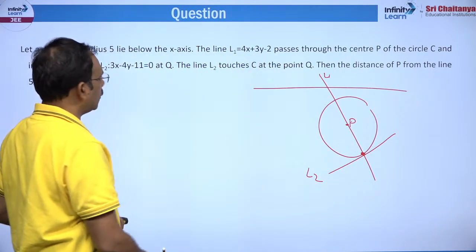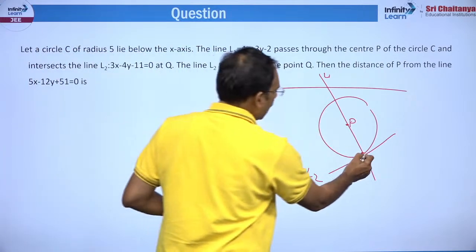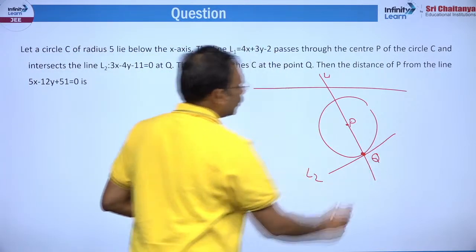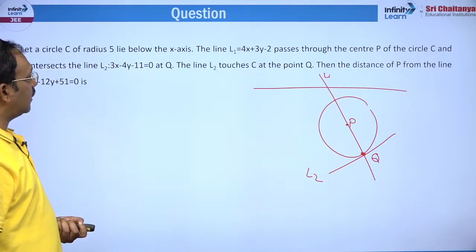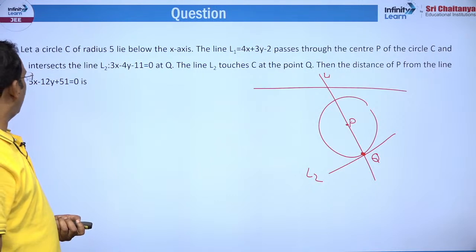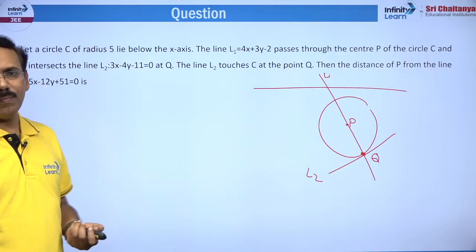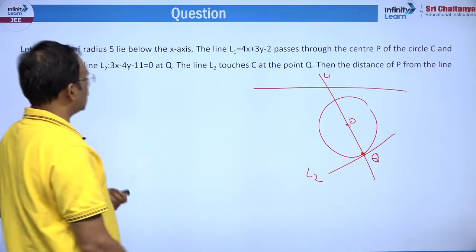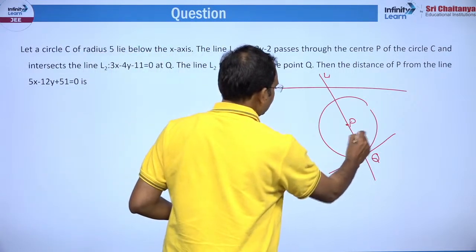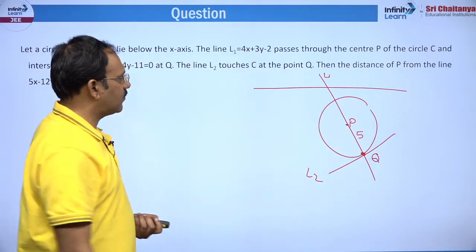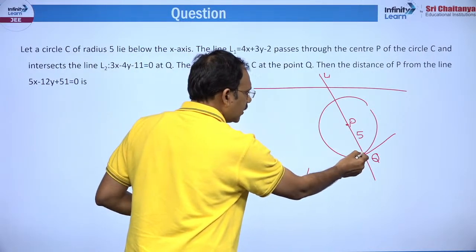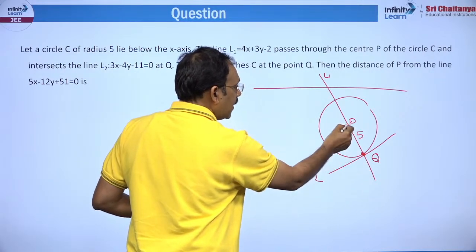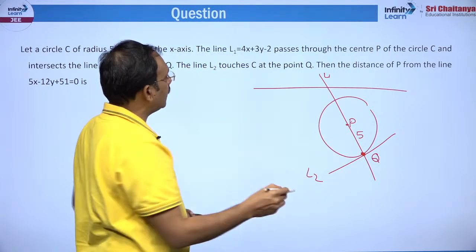So, he is also given L2. If you solve L1 and L2, you get the point Q, fine. And for the line L2, the distance of the point P from the line is given. So, you need to find the point P, my dear friends. The circle's radius is given as 5. So, what you can do, friends, is: you are given L1 and L2, solve them, you will get Q, and P is a point on L1.